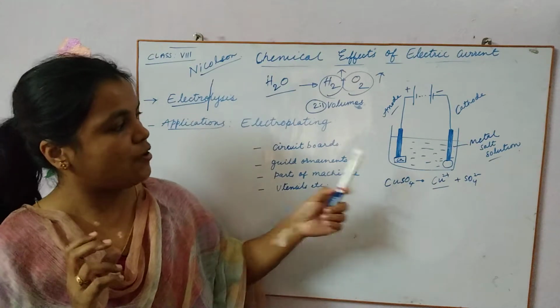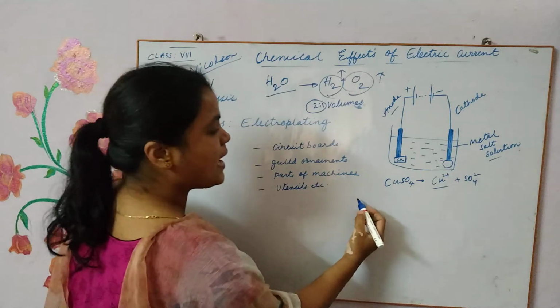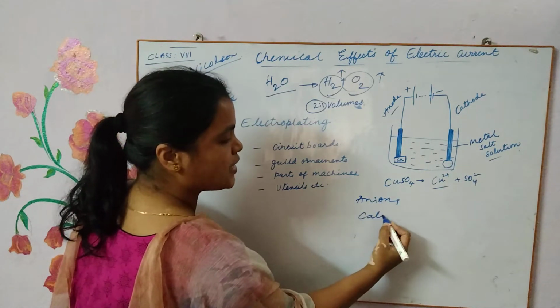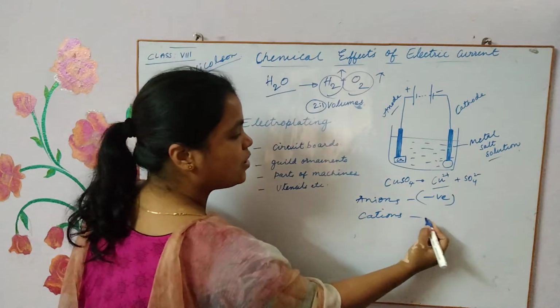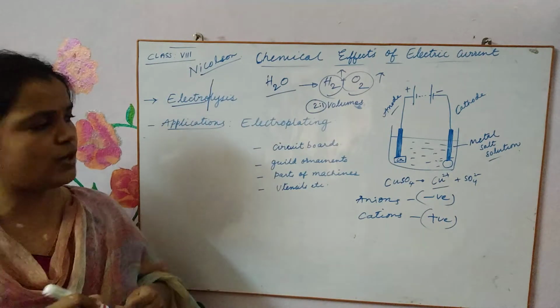Got it? I would like to just refresh your knowledge about ions. We have two types of ions. We have anions and we have cations, right? Those which have a negative charge are called anions, and those which have a positive charge are called cations. We know this.